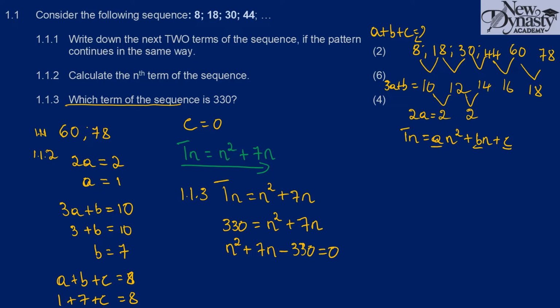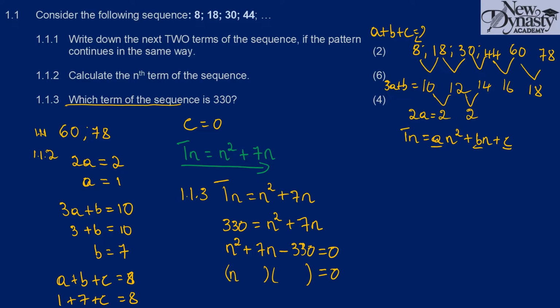Now grade 12, I know most of us have a problem with factorizing and we all run to the quadratic formula. But since you have your Casio silver calculator, even your calculator can do the factorization for you. You can just press setup and choose equation, and I think you choose option 3 for the quadratic equation. Then you only insert the coefficients: 1 for A, 7 for B, and negative 330 for C. Then you just press the equal sign twice, and you get the values.